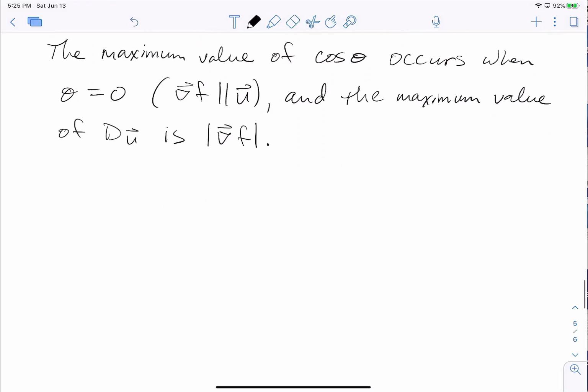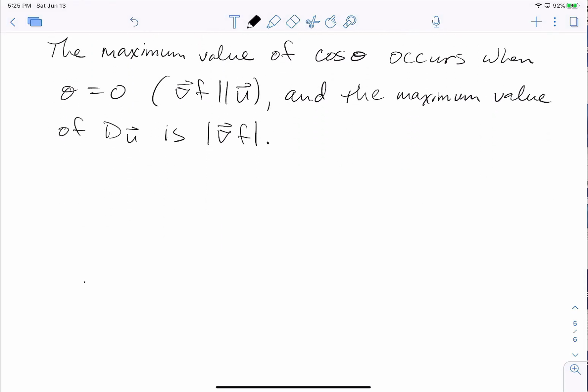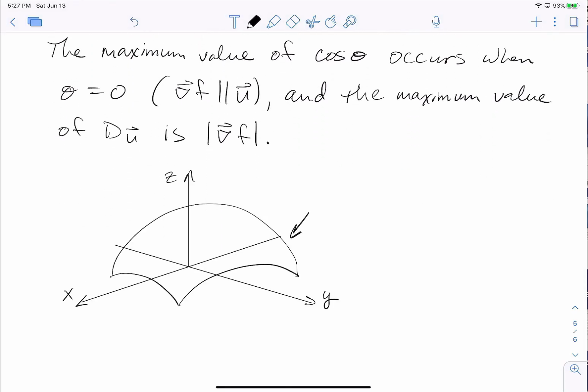In order to understand this, we're going to look at a diagram. Suppose we have a surface in R3. The surface is given by z equals f of x, y. So we're talking about a function of two variables, x and y. With that being the case, that means that del f has two components, fx and fy.